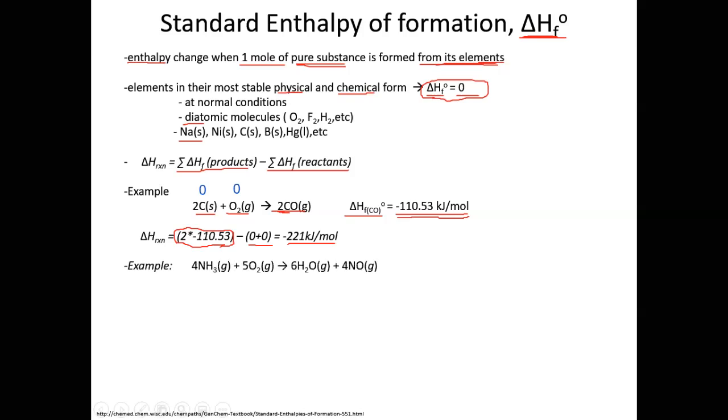Here's another example. We have ammonia plus oxygen gives us steam and nitrogen monoxide. And so here, this is actually a combustion reaction. Remember, combustion reactions are exothermic. So this means that when we calculate delta H, it should be negative.